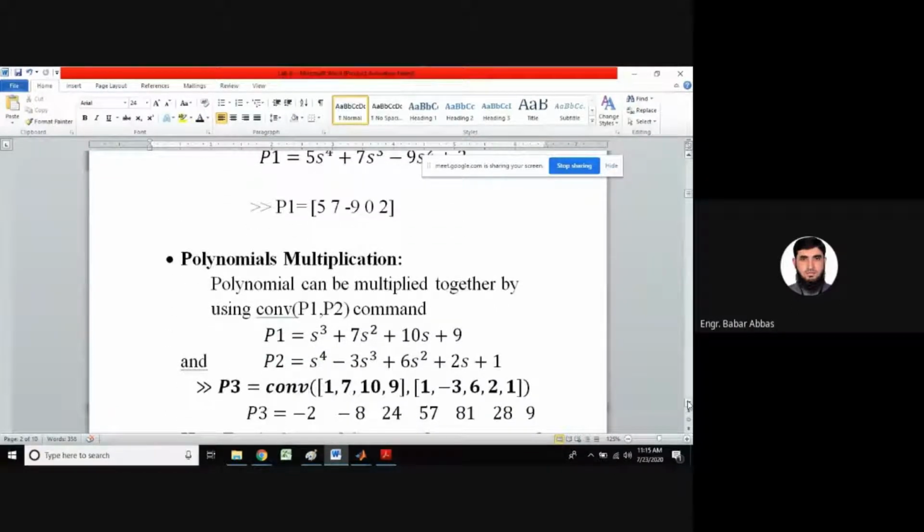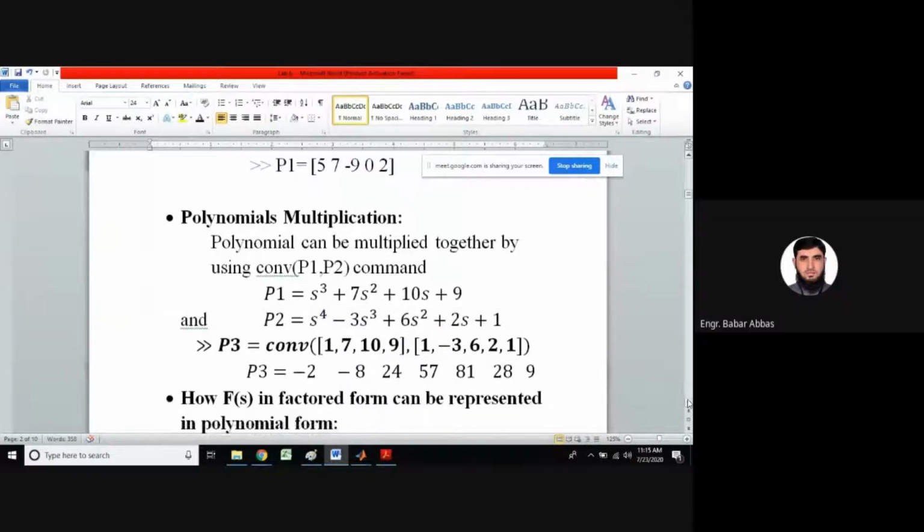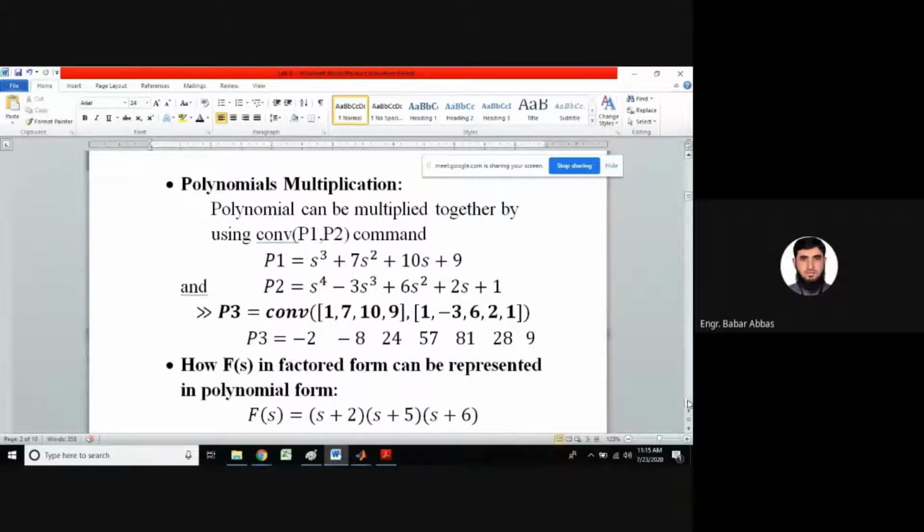Okay, polynomial multiplication. How we can multiply two polynomials? The two polynomials: P1 is s cubed plus 7s squared plus 10s plus 9. P2 is s^4 minus 3s cubed plus 6s squared plus 2s plus 1. And in MATLAB, we will use the command convolution, CONV, convolution. So P3 is equal to convolution of, left parenthesis, followed by the left square bracket.